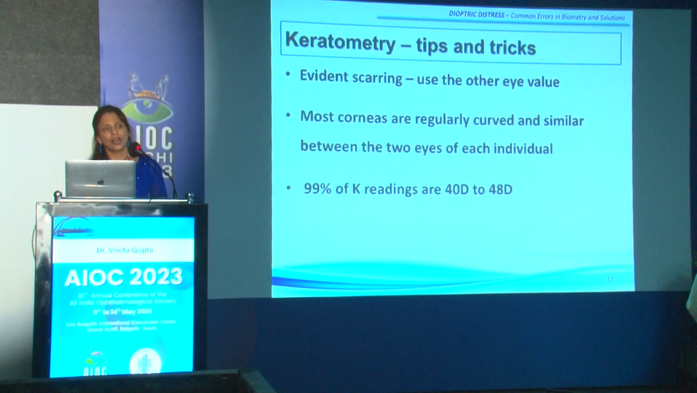If there is evident scarring involving most of the cornea, then you can use the other eye's readings. But with the newer modalities of measurement, they will be able to give you some approximate values. Remember, most corneas are curved regularly and similar between the two eyes of an individual. 99% of your readings are between 40 to 48 diopters.